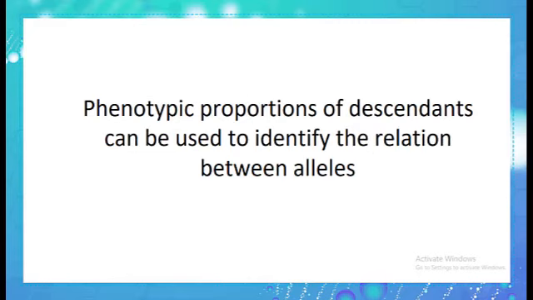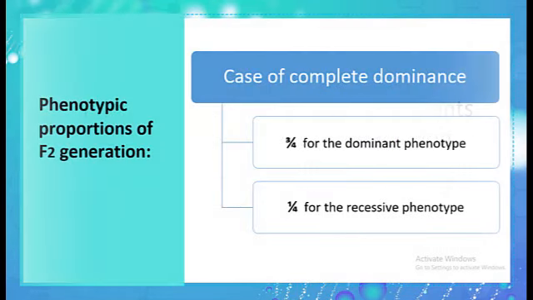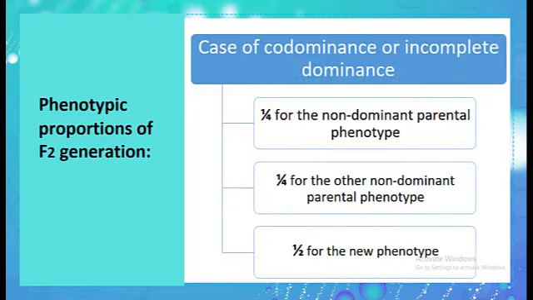So, as you can see, the phenotypic proportions of descendants can be used to identify the relation between alleles. In case of dominance, there are 1/4 for the recessive phenotype and 3/4 for the dominant phenotype, while in the case of codominance or in incomplete dominance, there are 1/4 for the first parental phenotype and 1/4 for the second parental phenotype, while 1/2 for the new intermediate phenotype.